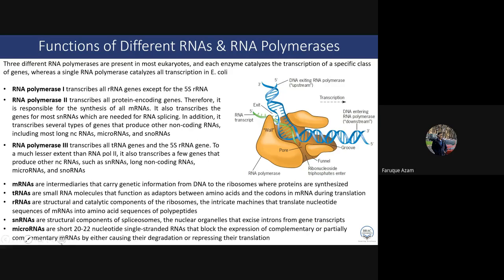The microRNA is quite important. It is about 20 nucleotides long. It mainly blocks mRNAs, that means it blocks the protein synthesis of the transcribed mRNA. So that's mainly it.